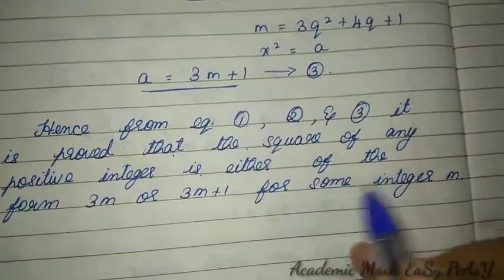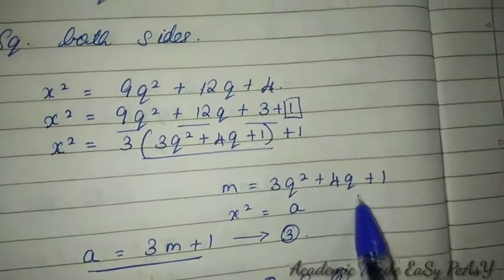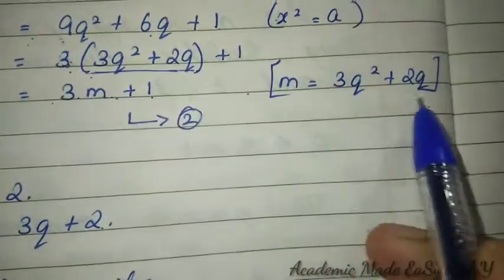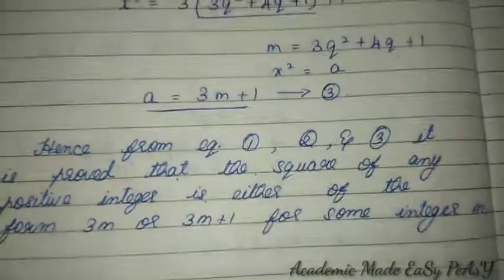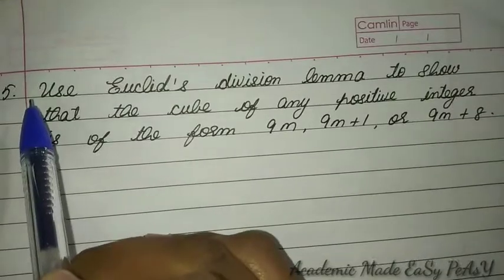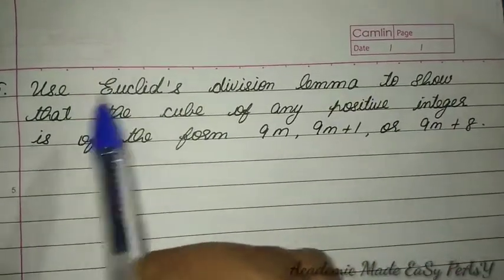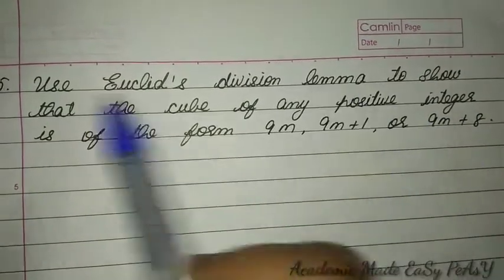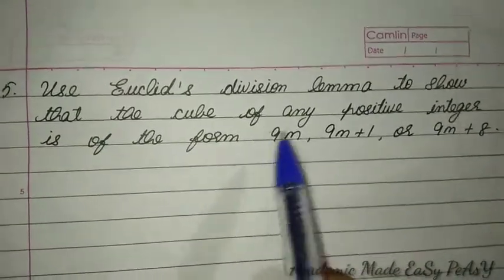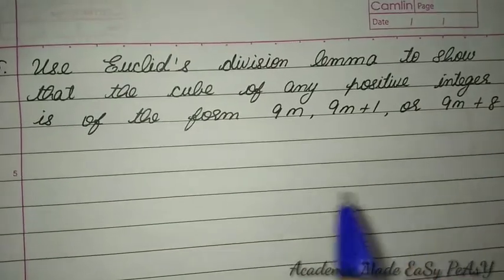Why are we saying "some integer m"? Here the value of m is different, and in the previous case the m value was different. So we only say for some integer m. Question 5. Use Euclid's division lemma to show that the cube of any positive integer is of the form 9m, 9m plus 1 or 9m plus 8.